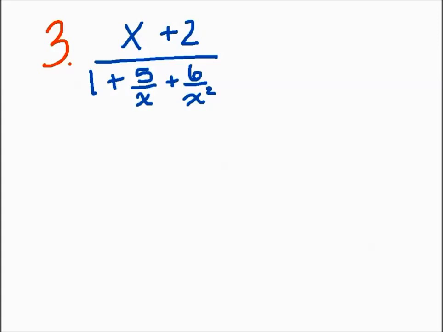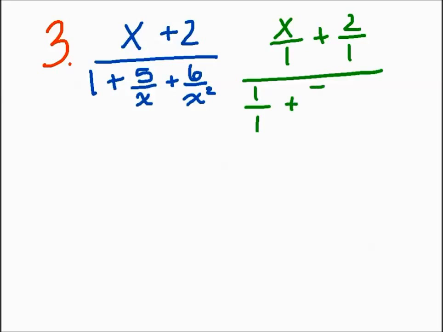So I want to rewrite every term so that it looks like a fraction. And that's very simple. Anything that's not a fraction, I'm just going to put over 1. So x over 1 plus 2 over 1. Got my 1 over 1. And then these guys already are fractions, so I've got my 5 over x plus 6 over x squared.